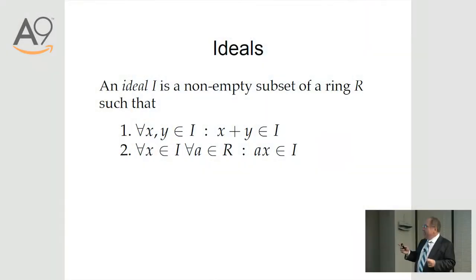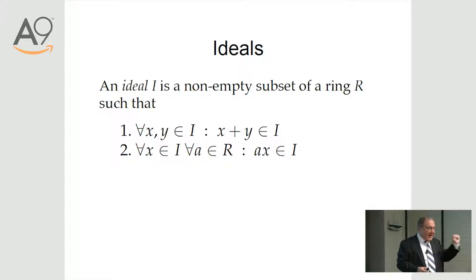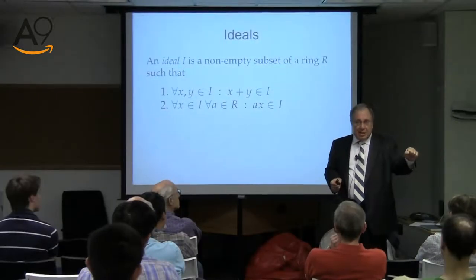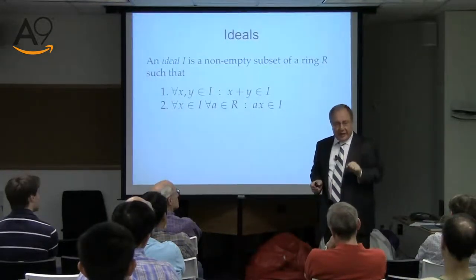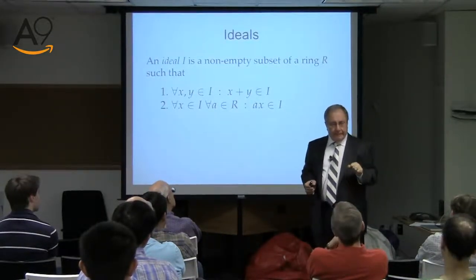And then, this is a little bit tricky. It's simple. It's closed under multiplication by any element of the ring. Not just by an element of the ideal. Yes, that too. But by any element of the ring. Right?